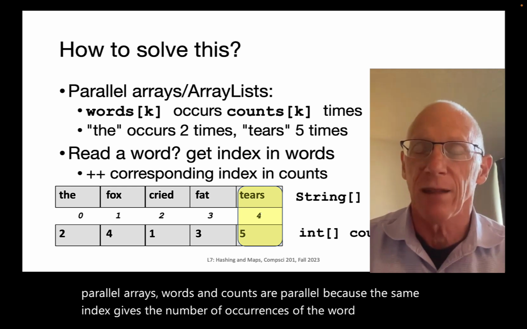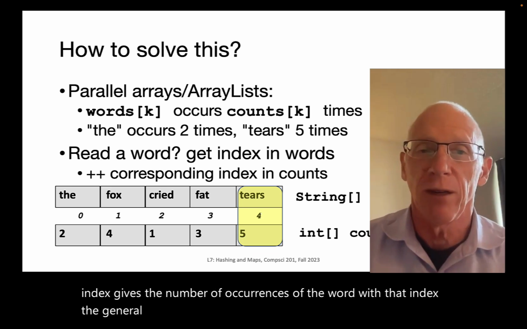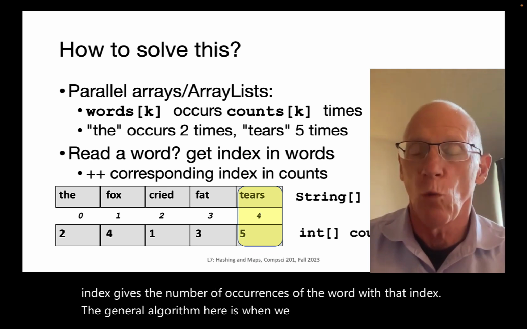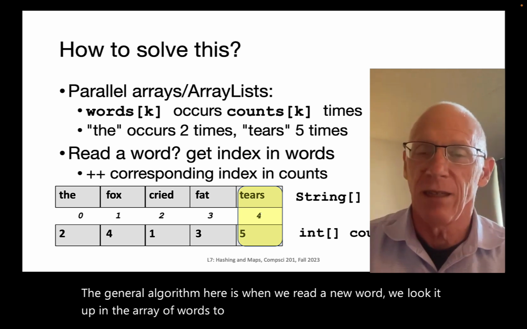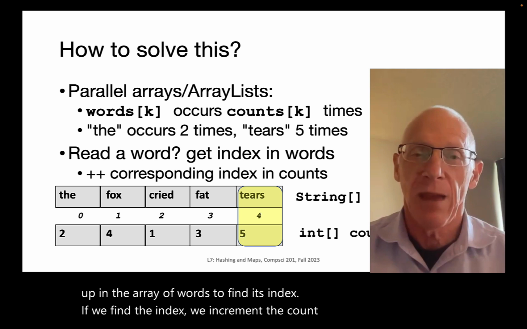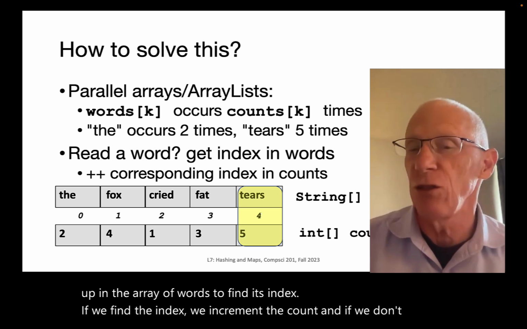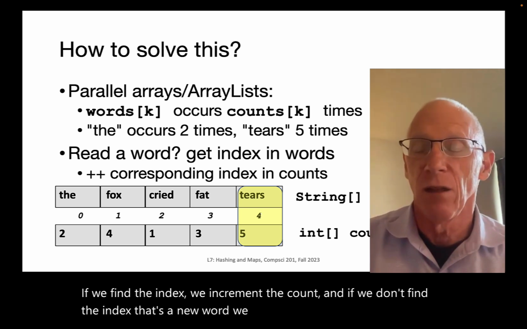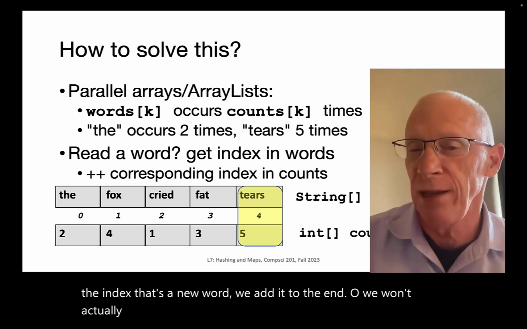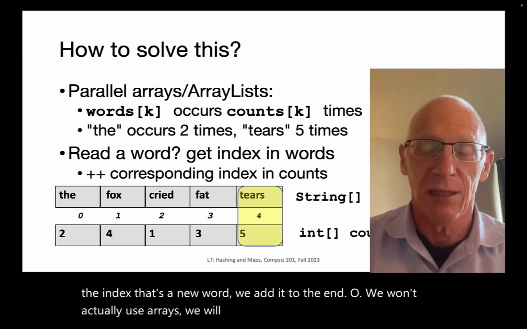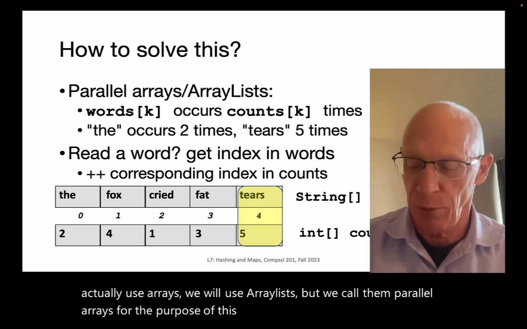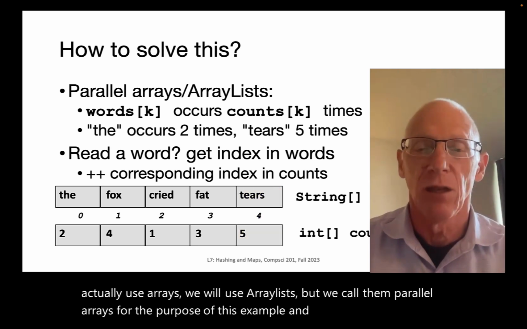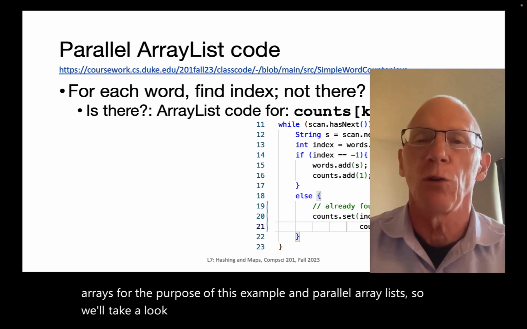The general algorithm here is when we read a new word, we look it up in the array of words to find its index. If we find the index, we increment the count. And if we don't find the index, that's a new word, we add it to the end. So we won't actually use arrays. We will use array lists, but we call them parallel arrays for the purpose of this example, and parallel array lists. So we'll take a look at the code that does this.